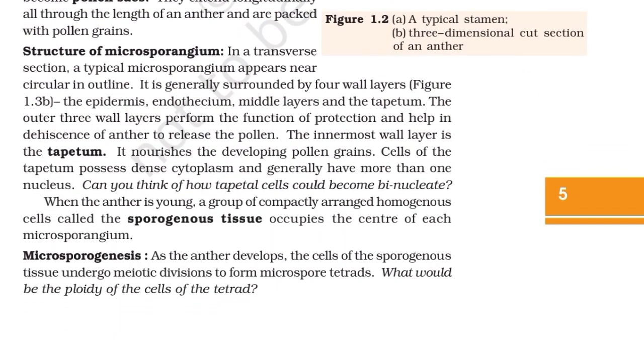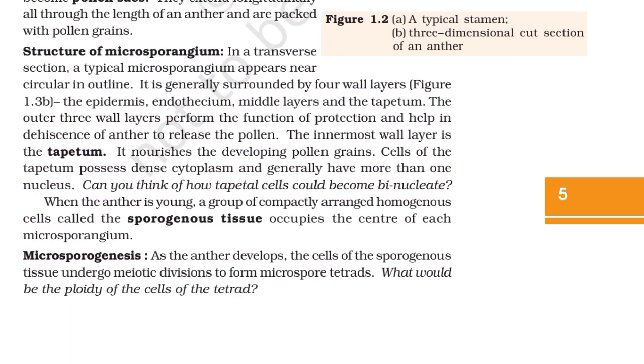Structure of microsporangium. In a transverse section, a typical microsporangium appears near circular in outline. It is generally surrounded by 4 wall layers, figure 1.3b, the epidermis, endothecium, middle layers and tapetum. The outer 3 layers perform the function of protection and help in dehiscence of anther to release the pollen. The innermost layer, the tapetum, nourishes the developing pollen grains.